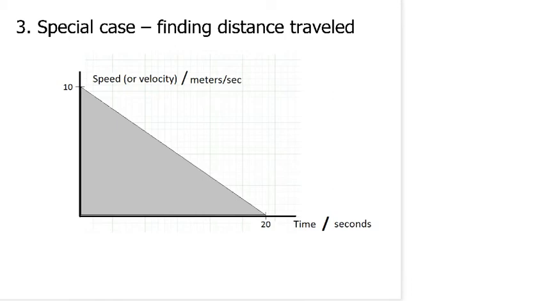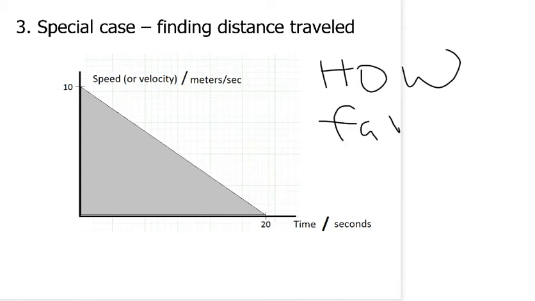And then the last thing, which is a special thing, a really interesting case, a special way of using a speed time graph, is what you see here. In this case, the speed is decreasing from 10 meters per second down to 0 meters per second. And it decreases its speed down to 0 in 20 seconds of time. So here's the interesting thing. The question is this: how far did it travel? What was its distance?